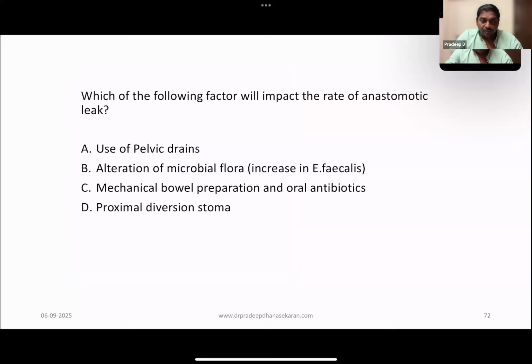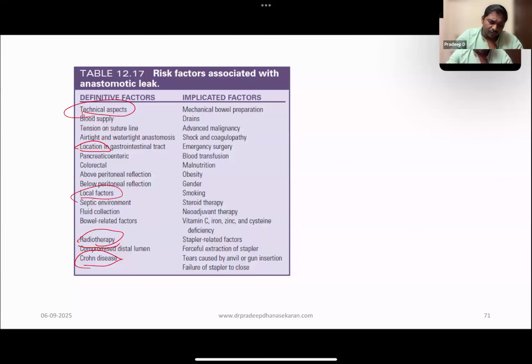Which of the following factors will impact the rate of anastomotic leak? For that, you need to identify implicated factors: bowel preparation, usage of drains, advanced malignancy, patient is in shock, receiving blood transfusion, smoking, patient on steroids. All these can cause anastomotic leak. With regard to staplers, forceful extraction, tears, failure of the stapler to fire or close, all these impact the risk.